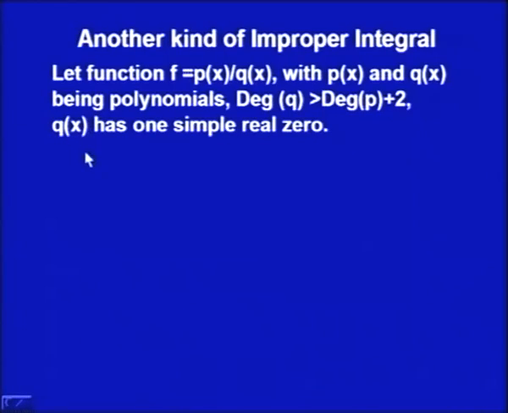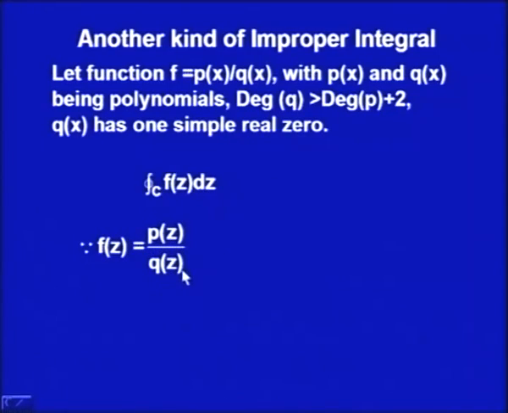In the first place we were using that f was a rational function, but q had no real zeros. Now we are talking about q having a real zero. We are adding one condition first, that it is a simple real zero, that is, not of order higher than 1. Then what we want is to change our improper integral to the contour integration of f(z) dz on some contour C, where f(z) is of the form p(z) upon q(z).